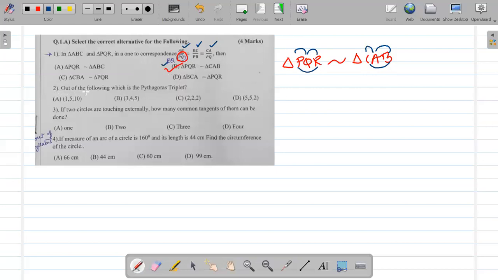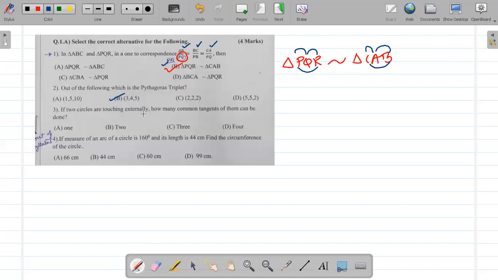Let's look at second one. Out of the following, which is a Pythagorean triplet? So clearly the smallest Pythagorean triplet is 3, 4, 5. Better you could always memorize this. Remember few initial Pythagorean triplets.